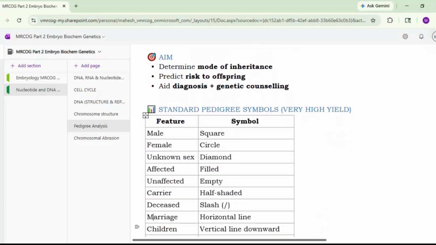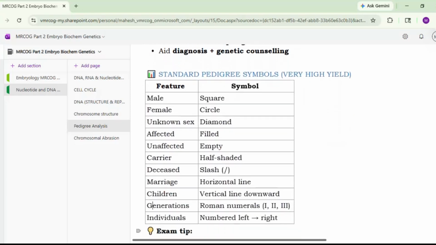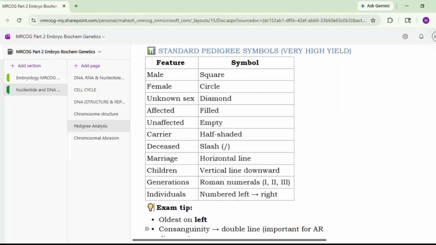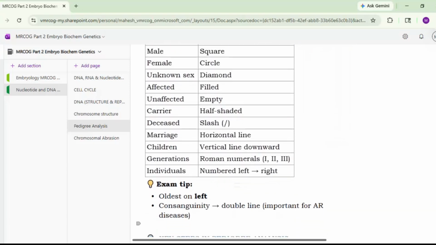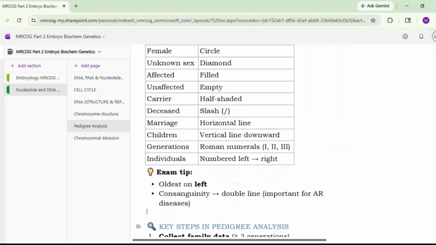So standard pedigree symbols that you should also remember: male is a square, female is a circle, unknown sex is a diamond. Affected is shown in a shaded format, that is filled; unaffected is shown as empty; carrier is half shaded; deceased is shown as a slash. Marriage is a horizontal line, children are a vertical line downward, and generations are given in Roman numerals I, II, III, etc. Individuals are numbered left to right. Okay, so the oldest is on the left, and consanguinity is shown by the double line. Important for autosomal recessive disease.